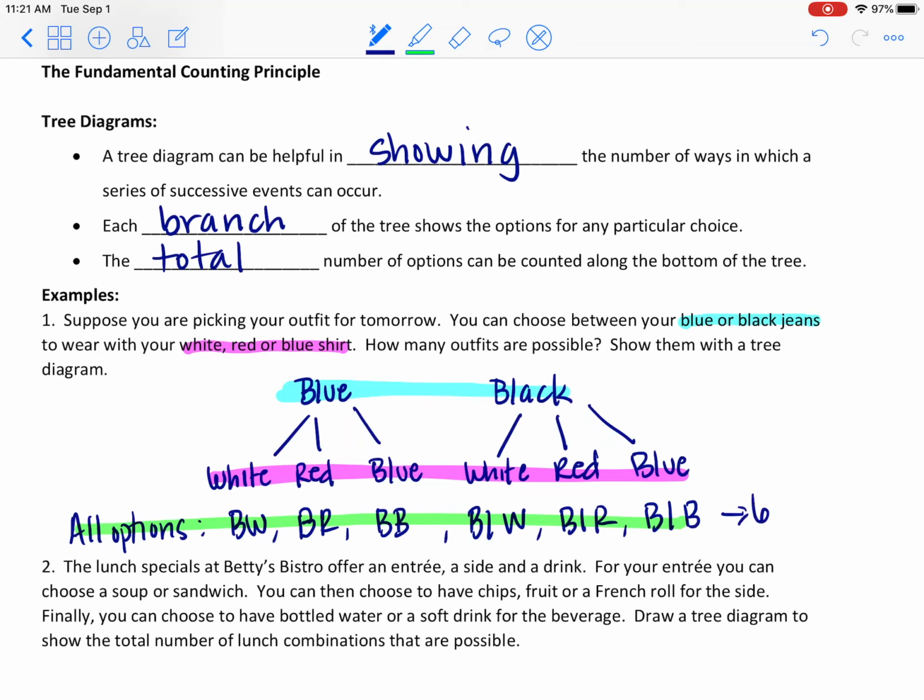So that it would be 6 total outfits. Okay, so 6 total outfits all shown in that tree diagram. Not so bad, hopefully. Let's try this again.